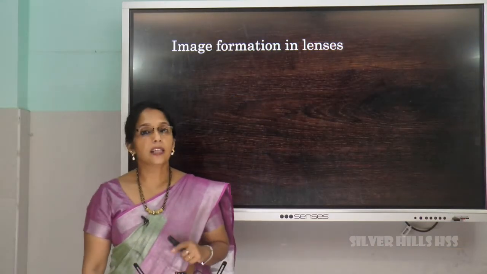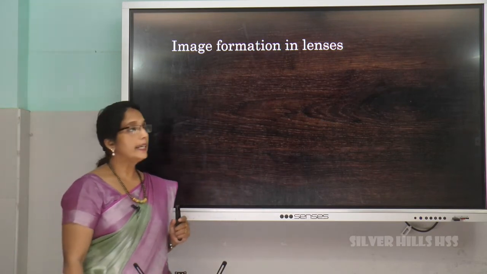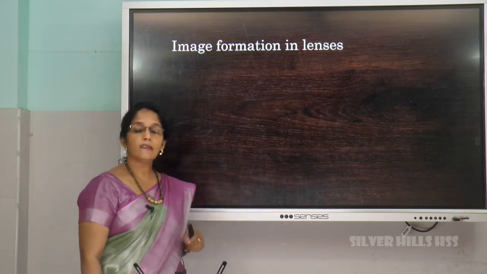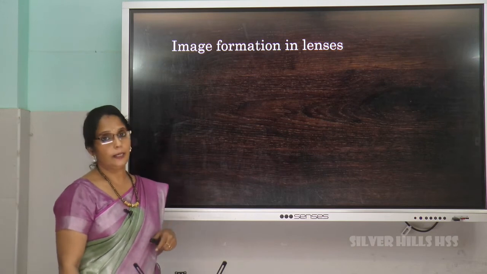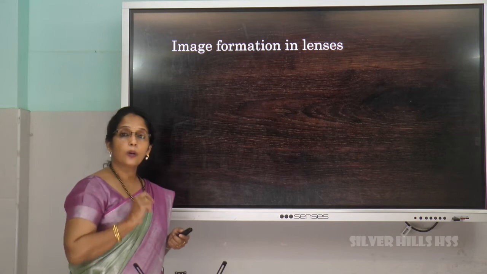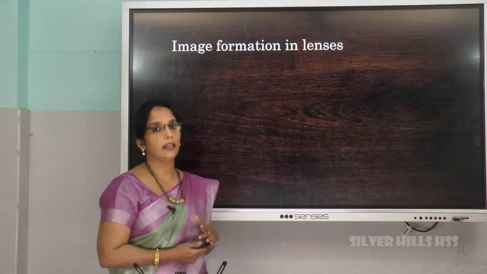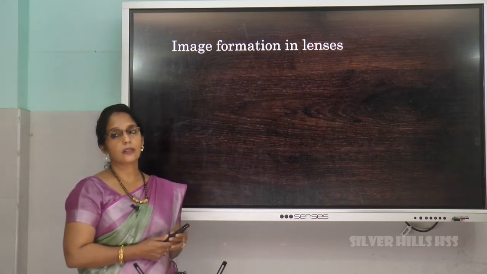Now all of you have seen that convex lens forms a real and inverted image on the screen and concave lens forms a virtual and erect image. And these virtual images cannot be caught on a screen. So which lens is forming an image on the screen? Convex lens. Convex lens forms an image on the screen.